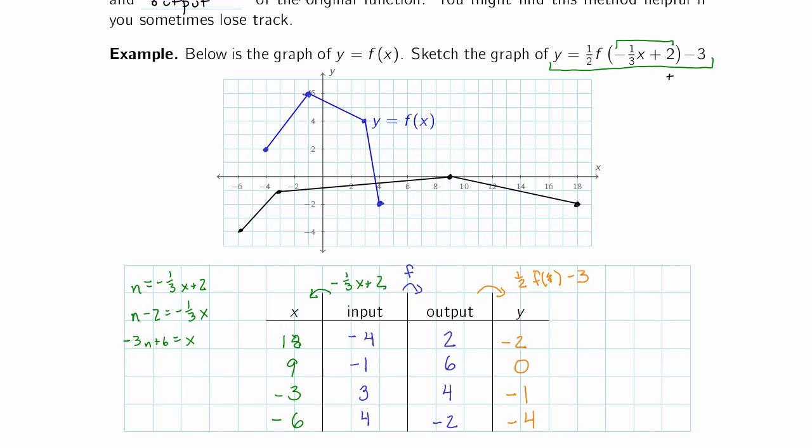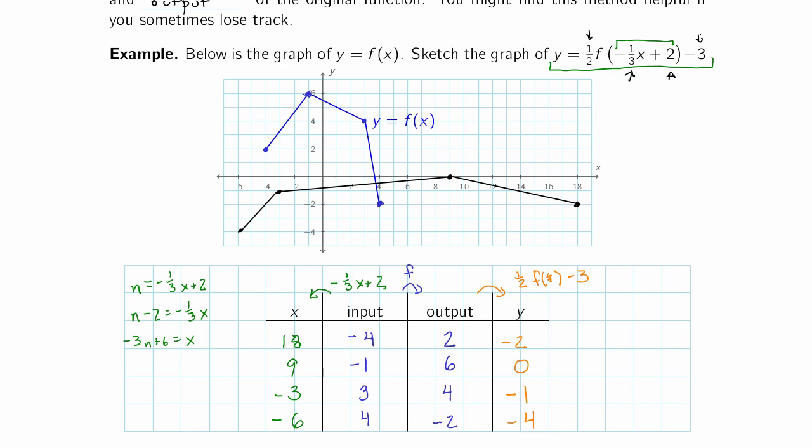The 2 will move us to the left. The negative 1/3 will flip and stretch horizontally. The 1/2 will squish vertically. And the negative 3 will move us down. So that's pretty much what we would expect to see.